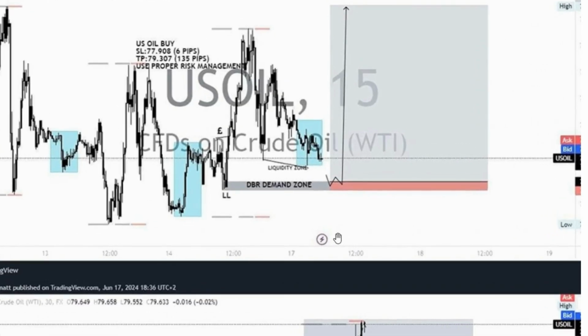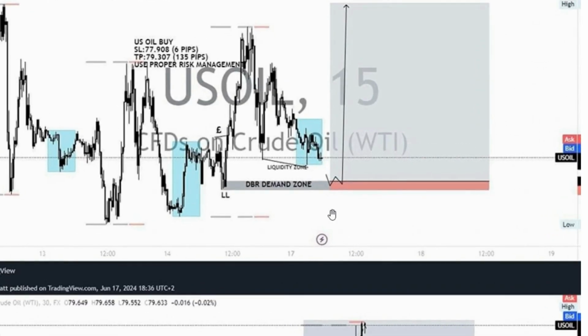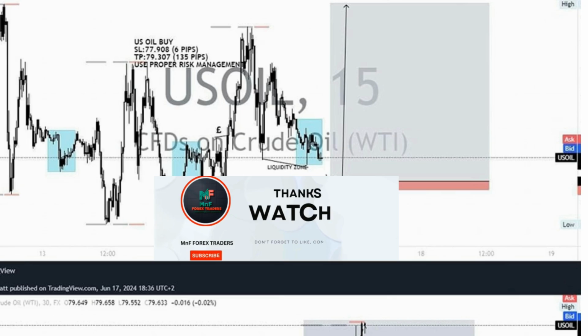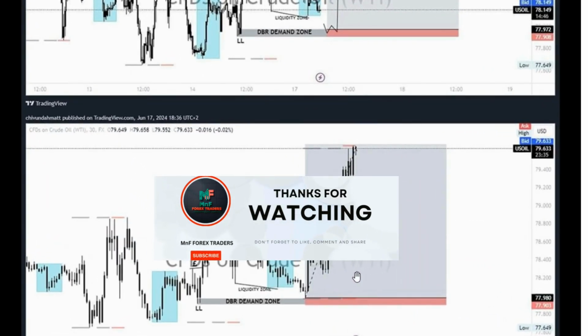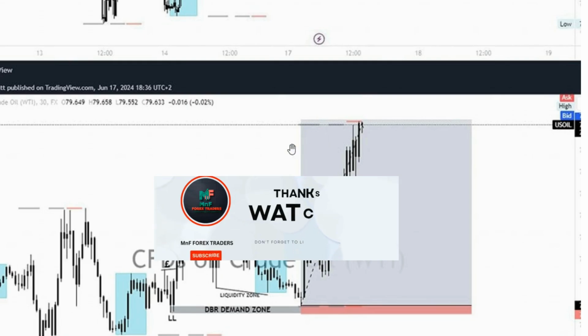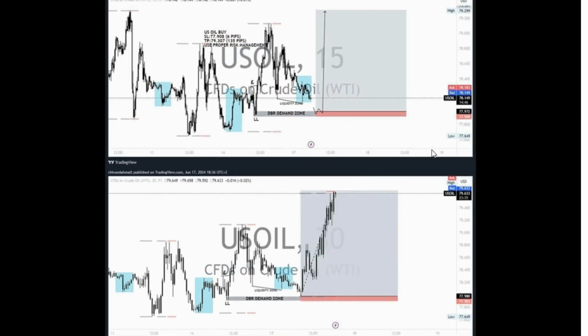The next one was on USO. USO is one of my favorite commodities to trade. I love trading this because when it moves, right? So this is a buy setup on USO. We had a nice drop base rally to the upside, and then the market gave us liquidity right here. The Asian session was created, and then we're just waiting for the market to drop into this area and then look for buying opportunities. 6 pips stop loss and 135 pips target, and then boom, the market went all the way to our take profit right there. Beautifully. Let's go to the next one.